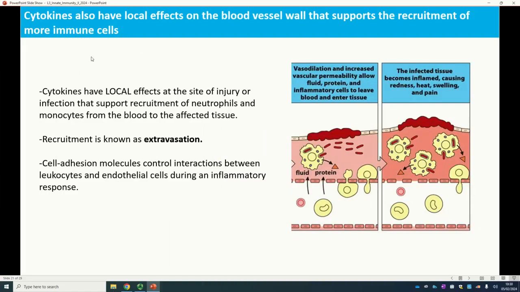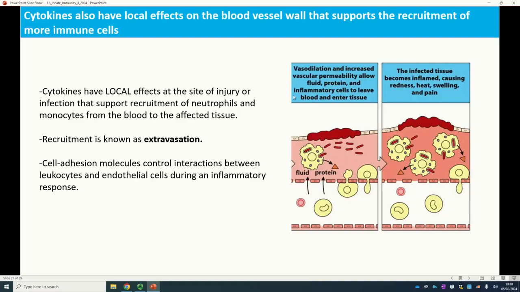So, as we've already talked about, cytokines have localized effects on the blood vessel, and this helps to support the recruitment of immune cells. If you remember here, we've got our macrophage, we've got release of cytokines, we're getting this vasodilation, we're getting permeability of the vascular endothelium, and we're starting to get migration of neutrophils and monocytes across this endothelium, and that's supporting that inflammation.